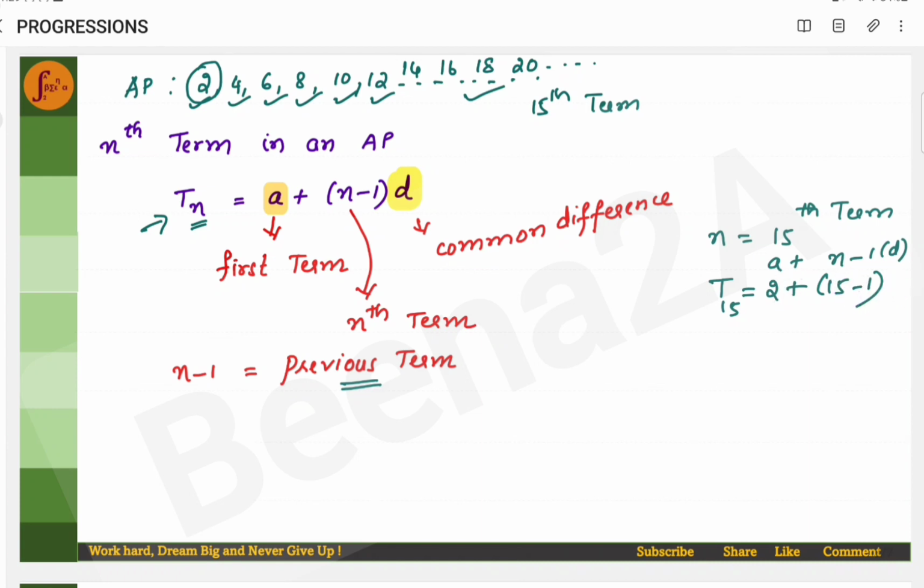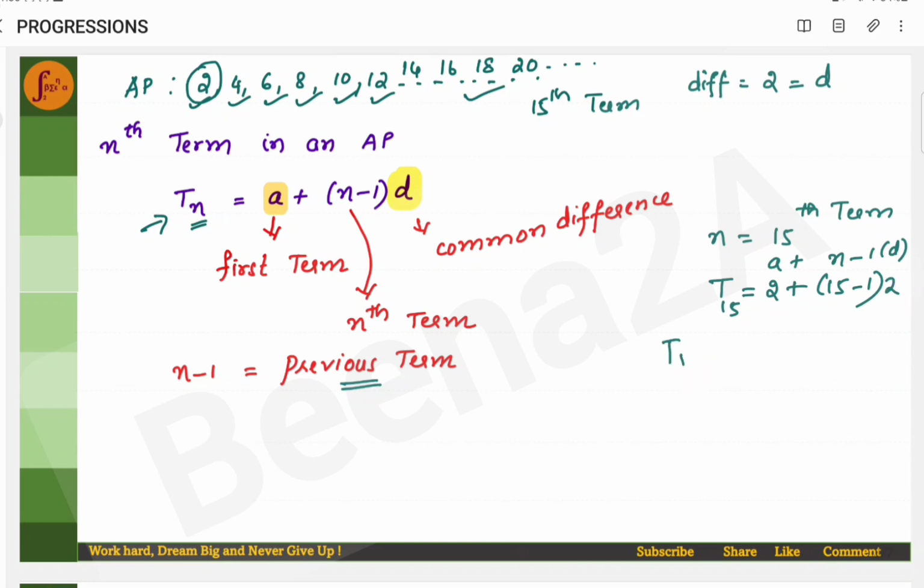What is d? D is the difference between two terms. Now what is the difference here? Difference is 2. 4 minus 2. Always take the difference between the term and the previous term. That is 4 minus 2, 6 minus 4. Don't do the reverse way. Don't take it as second term minus third term. It should always be third term minus second term. So difference is 2, nothing but d. D is equal to 2. So I'll put d is equal to 2 here.